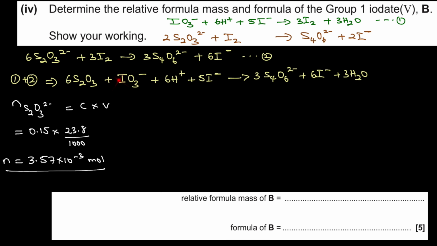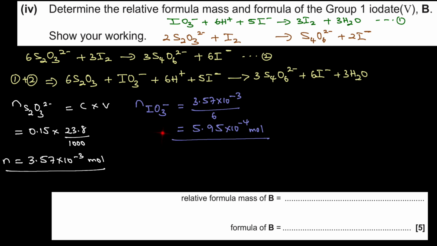So we need to calculate the number of mole of iodate 5 in the ratio. If this one is 6 times, we need to divide this one by 6 to get the number of mole of that. So the mole for the IO3 minus will be 3.57 times 10 to power minus 3 divided by 6, and that is equal to 5.95 times 10 to power minus 4 mole. But this mole is the number of mole in 25 centimeter cube. Now we want to find the mole in 250 centimeter cube, so we need to times it by 10.